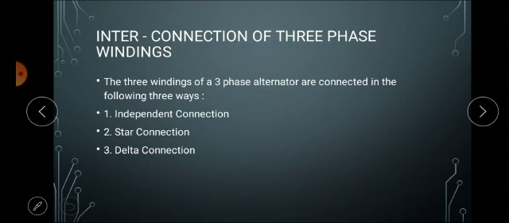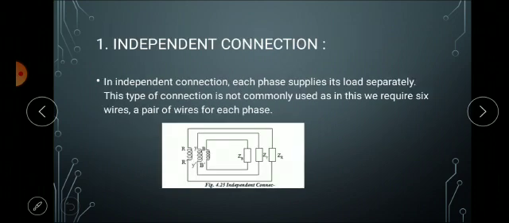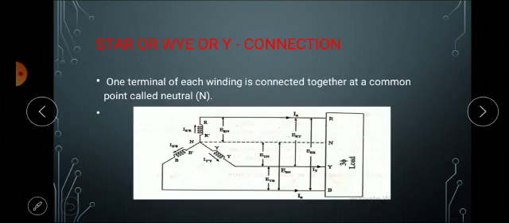Next one is the interconnection of three-phase windings. These three windings are connected in the following connections: independent connection, star connection and delta connection. In independent connection, the three windings are connected separately to the three-phase load. Each phase therefore supplies its load separately. This is not a commonly used connection, as in this we require 6 wires, a pair of wires for each phase.